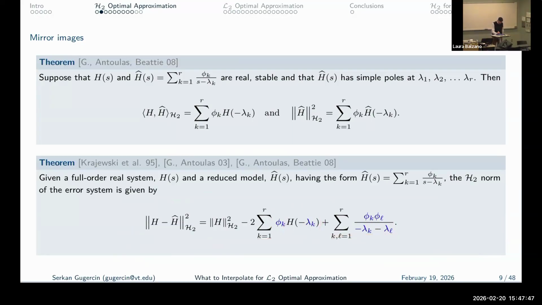I mean, this doesn't matter, right? If you are doing optimization, this is constant. This is the norm of the full model. So you want to kind of minimize that tail. Okay? So this mirror image is going to keep coming up over and over again. Any questions?